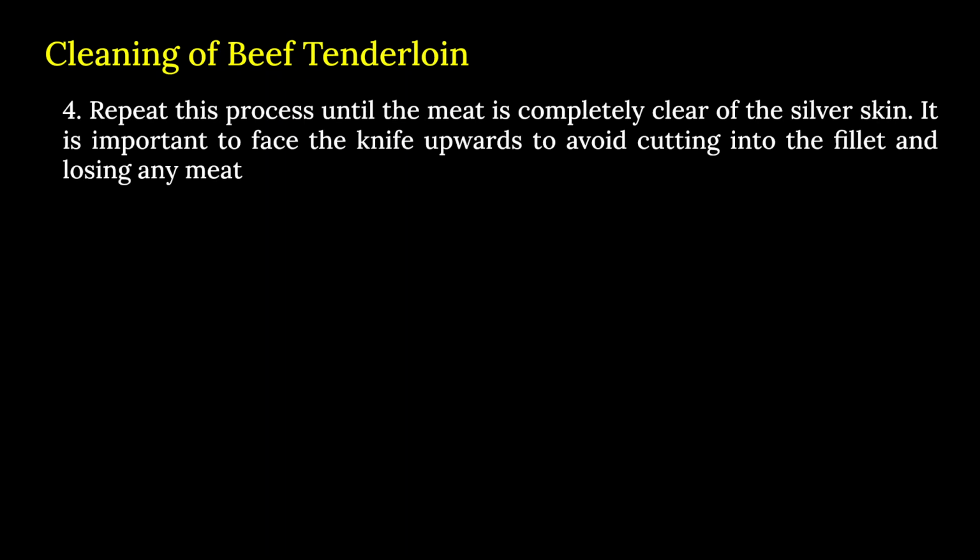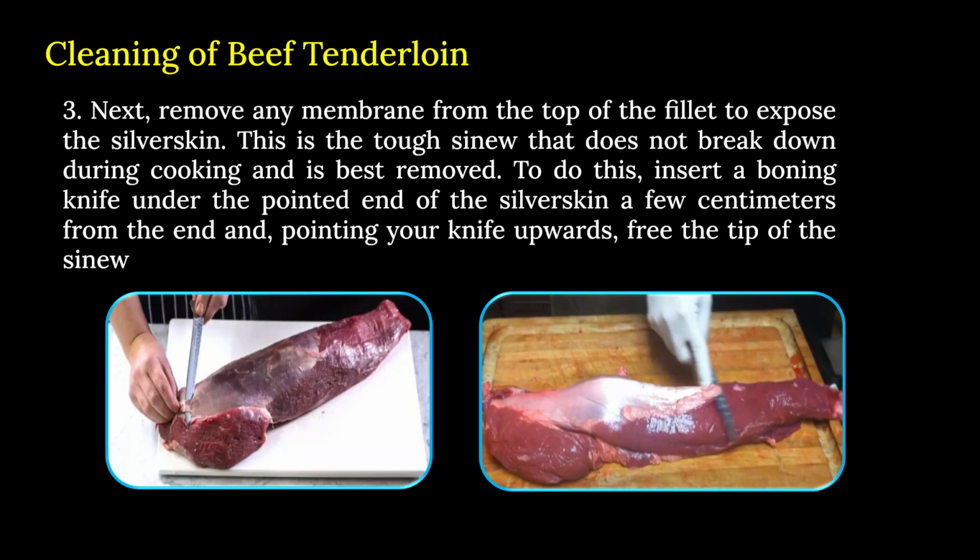Repeat the process until the meat is completely clear of the silver skin, and it is very important to face the knife upward. Upward means the sharp edge of the knife will be towards the skin, not towards the flesh. If it is towards the flesh, it will automatically cut the flesh part, which we don't want. If you look back at the image once again, here you can see the knife is in upward movement. The sharp edge of the knife is upward, so it is not by any chance damaging the actual meat of the fillet.